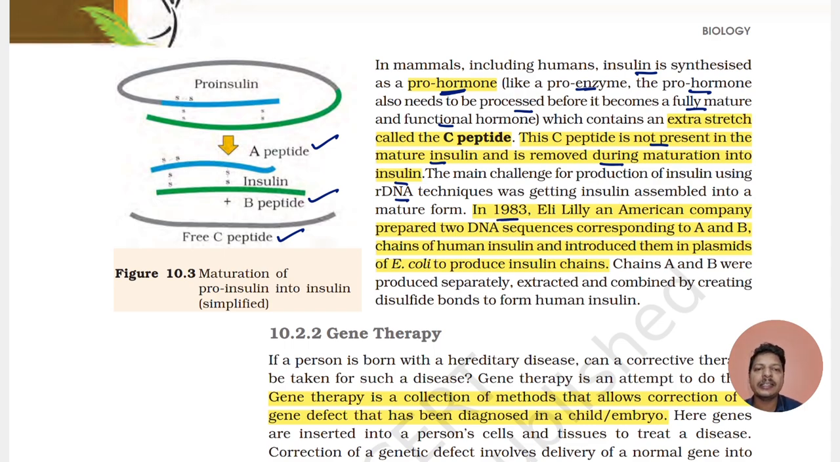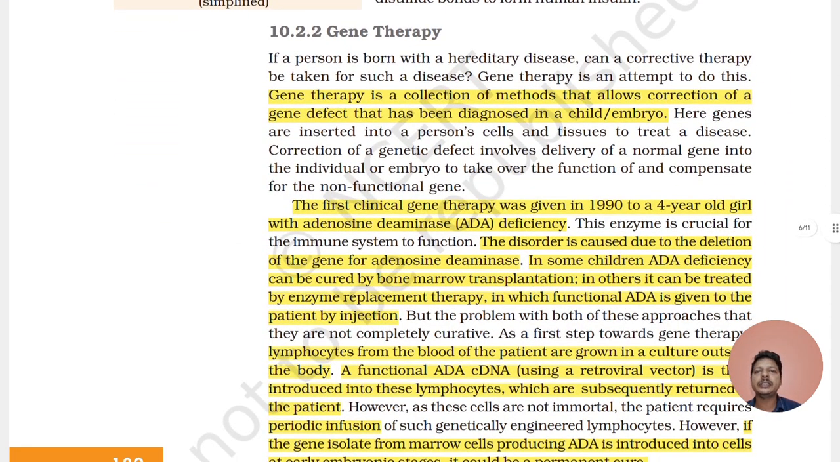In 1983, Eli Lilly, an American company, prepared two DNA sequences corresponding to the A and B chains of human insulin and introduced them into plasmids of E. coli to produce insulin chains. Chain A and chain B were produced separately, extracted, and combined by creating disulfide bonds to form human insulin. Next, coming to gene therapy.